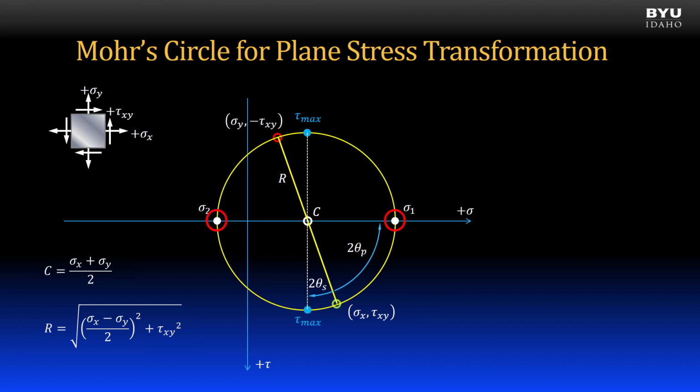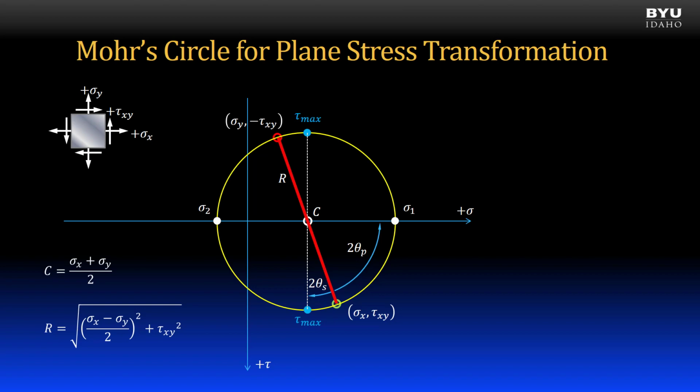The principal stresses are at the extreme left and right edges of the circle, which is equal to the average normal stress plus or minus the radius. Sigma 1 is always on the right side and sigma 2 is always on the left side.